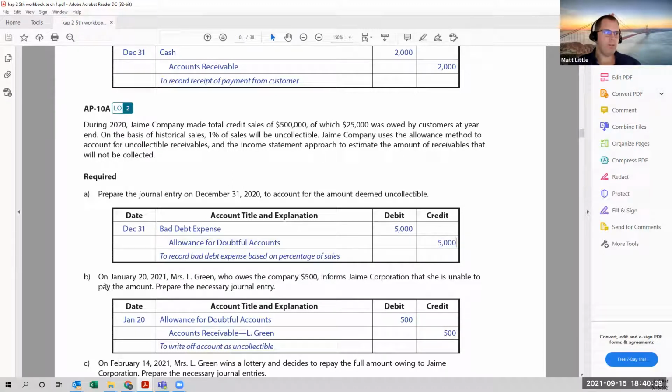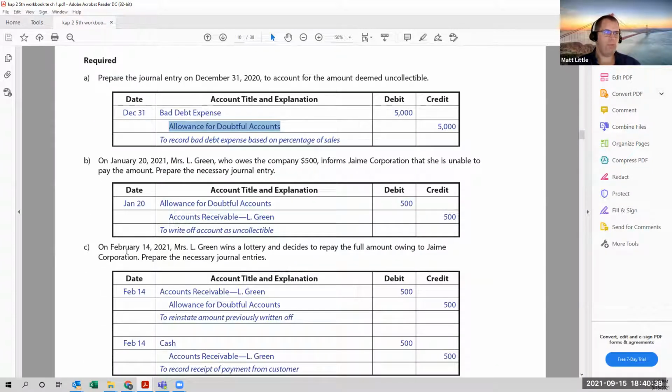However, let's roll forward. On January 20th, one of our customers who owes us $500 informs us that she is unable to pay the amount. And now we need to write off that AR. In this situation, because we've set up an allowance already, we need to debit the AFDA for $500 and credit accounts receivable to remove the AR from that customer for $500. So we're removing the accounts receivable from that customer and applying it to the AFDA that was set up the prior fiscal year.